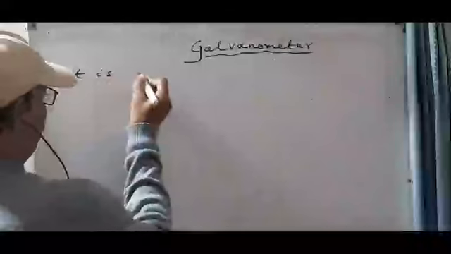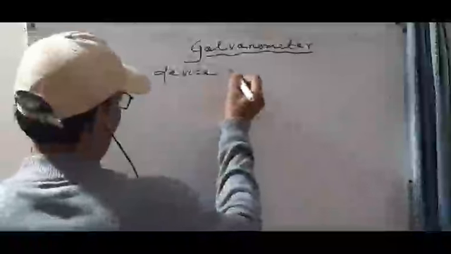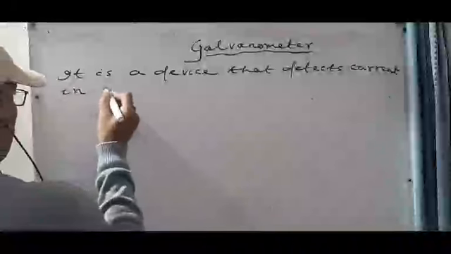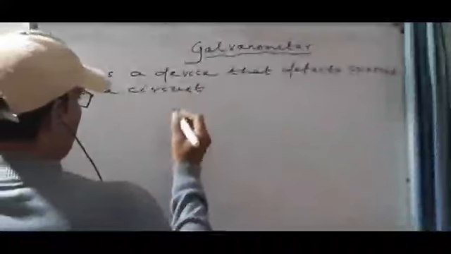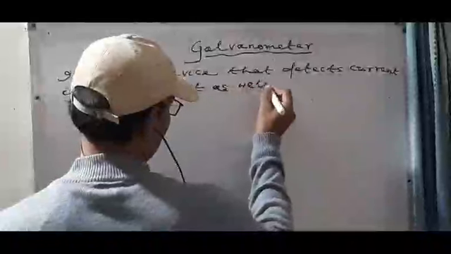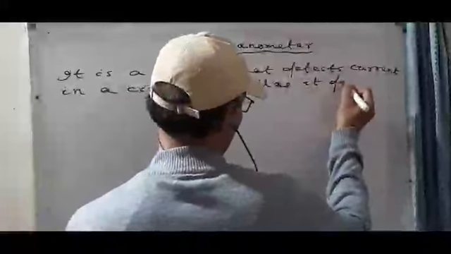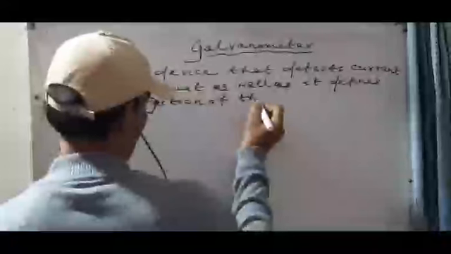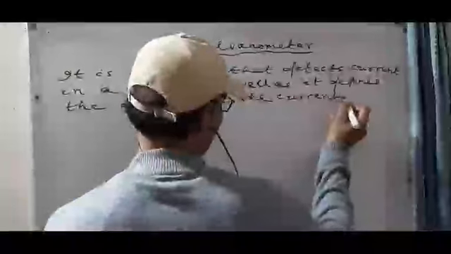So galvanometer, what is it? It is a device that detects current in a circuit, as well as it defines the direction of the current in a circuit.